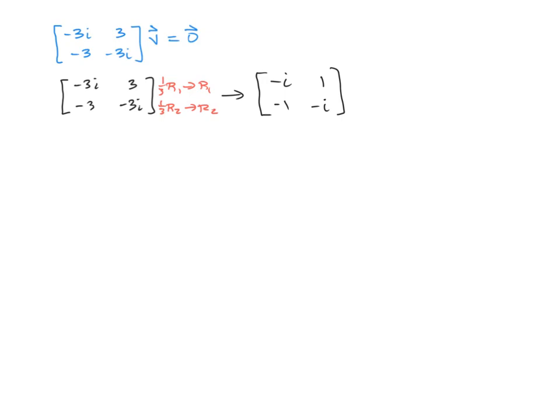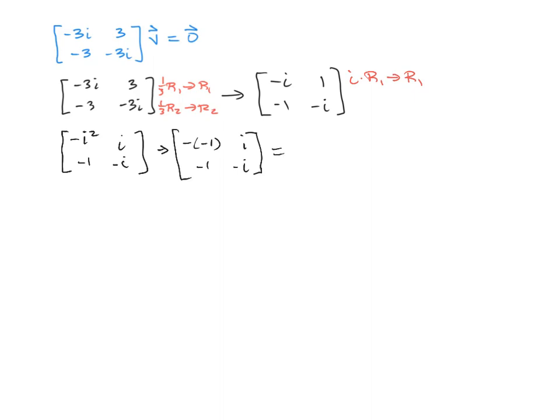into a real number. So the conjugate of negative I is just I, so it's I times R1, put the result into row 1. So when we do that multiplication, we are going to get a negative I squared, and we get an I, and negative 1, and a negative I down here. And of course, I squared is equal to negative 1. So that's actually going to be a negative of a negative 1, I, negative 1, and negative I. And then when we simplify that down, we end up with the matrix that is 1, I, negative 1, and negative I.